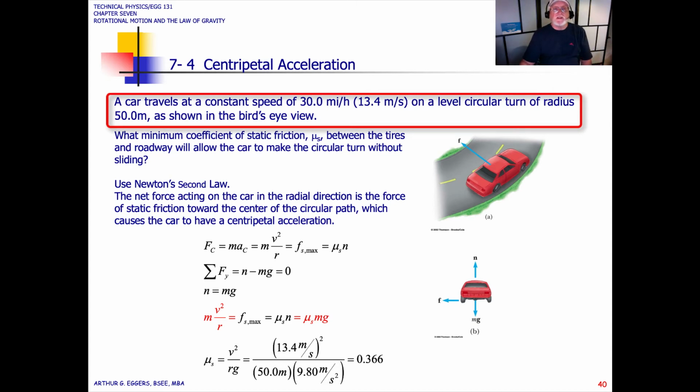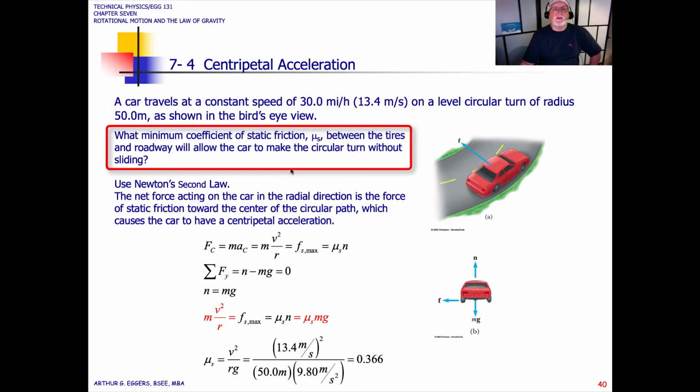Let's look at an example here of calculating the centripetal acceleration components. A car travels at a constant speed of 30 miles per hour, or 13.4 meters per second, on a level circular turn of radius 50 meters, as shown in the bird's eye view. What minimum coefficient of static friction, μs, between the tires and the roadway will allow the car to make the circular turn without sliding? Use Newton's second law.